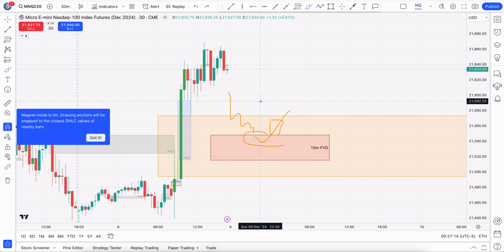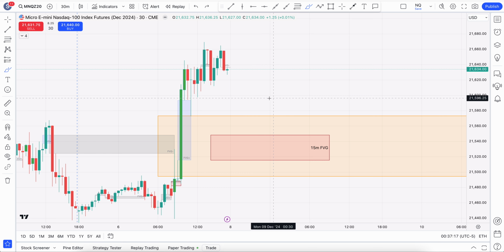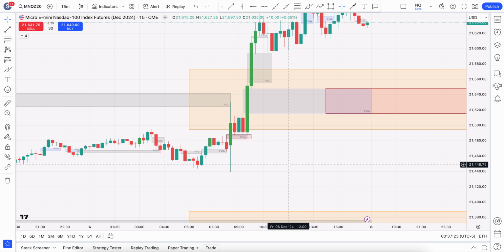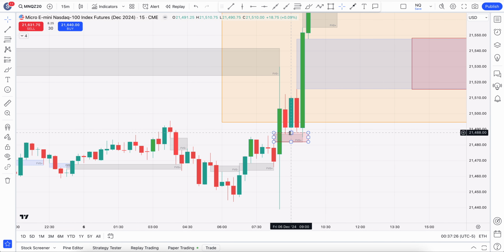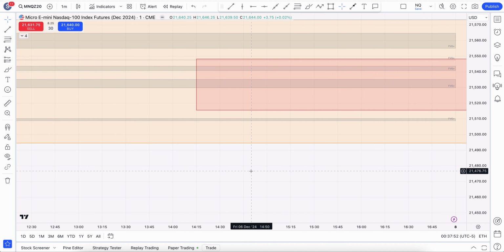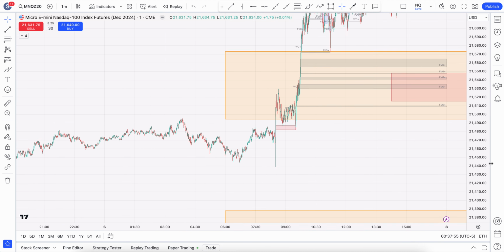So just to show you a past example, on Friday we had this beautiful fair value gap on the 15 minutes time frame, which is right here. I have marked it here. So we're gonna go under the 1 minute time frame and see how price came into it, and how price reacted beautifully out of it, so that we are able to understand how you can trade it. So I'm gonna go on to 1 minute time frame. So check this out.